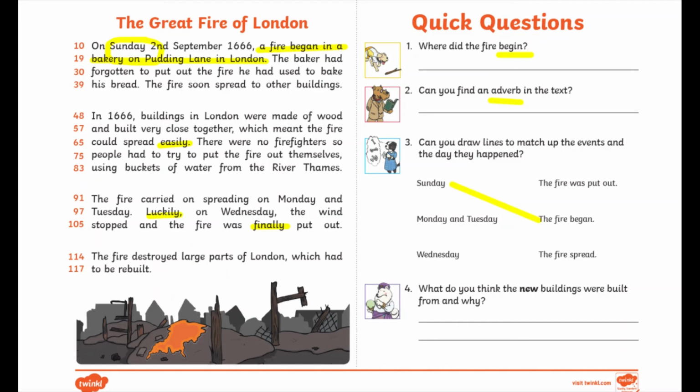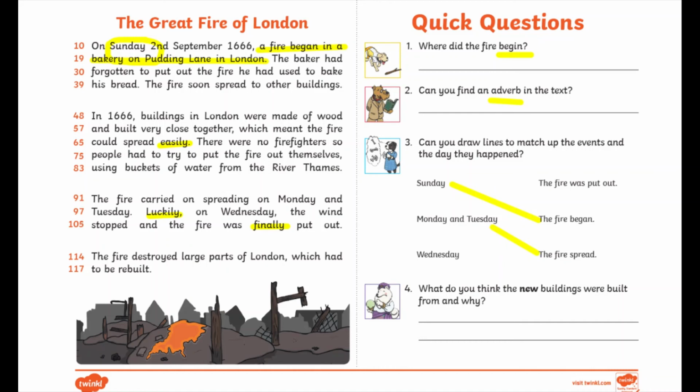Okay, so the next days we're looking for are Monday and Tuesday. Let's have a little look through so we can scan again. Don't have to read every word. We can just look for the words Monday and Tuesday. Here they are, Monday and Tuesday. Then if we read the whole sentence, the fire carried on spreading on Monday and Tuesday. So the fire spread is the one that goes here, which means it is very likely that the fire was put out on Wednesday.